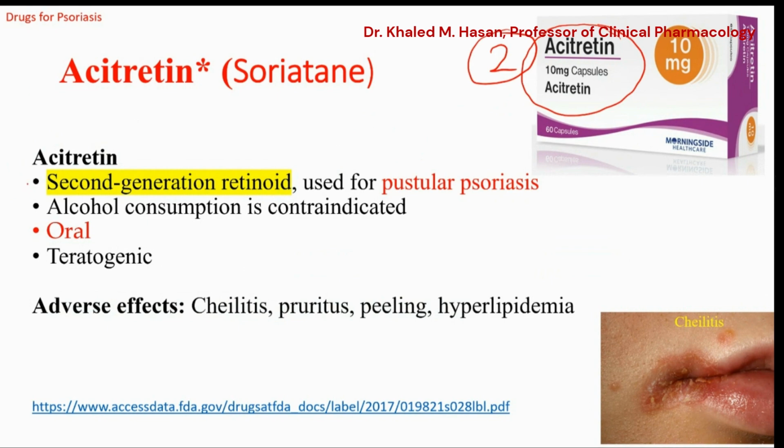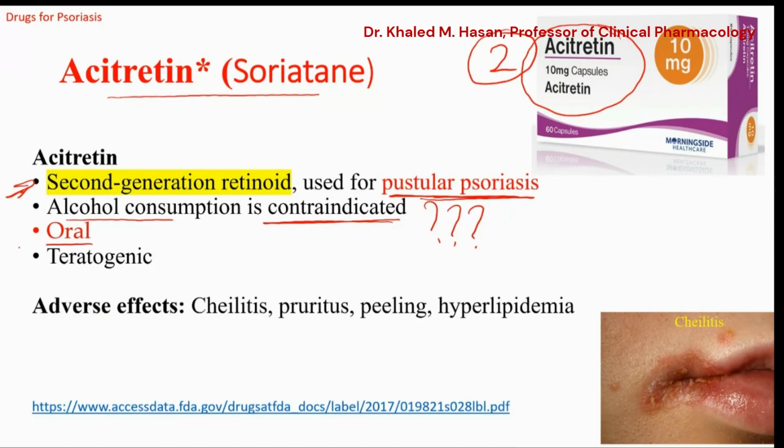Acitretin, we have it as a second generation, as you can see here, and use it for psoriasis, pustular psoriasis. When the patient uses this medication, we recommend the patient stop using alcohol. It is a contraindication to use this medication. Why? You need to answer me if you have any idea or figure it out, and put it in the chat box when you have time. If you take a break, I'll come back.